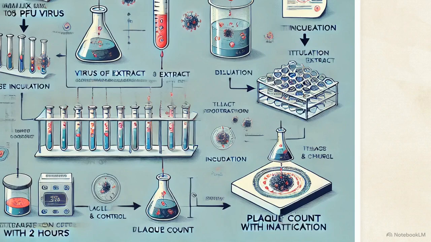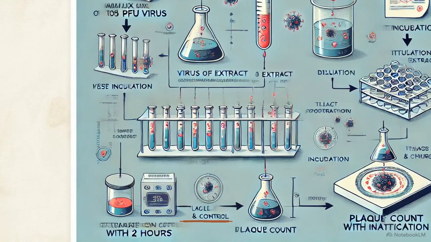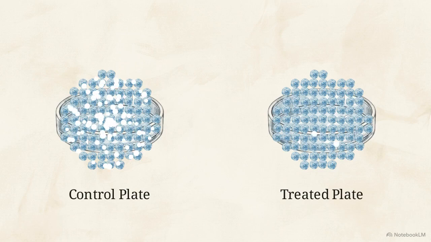Looking at the final step shown in the bottom right of the diagram, we take our plates out and count those plaques. We then compare our treated plate against a standard control plate that received the virus but no extract. A control plate will be riddled with dozens of plaques. A successful treated plate, however, will show a mostly solid, healthy cell sheet with very few dead zones.